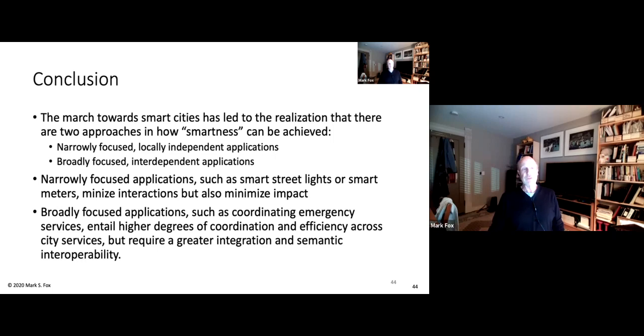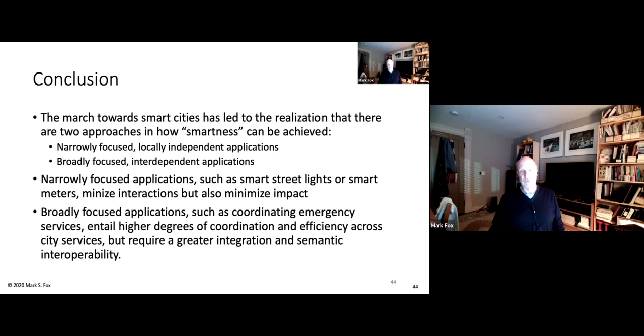We have to focus on applications that span multiple services, such as coordinating emergency services, which entail higher degrees of coordination and efficiency across city services, but require a greater integration and semantic interoperability.